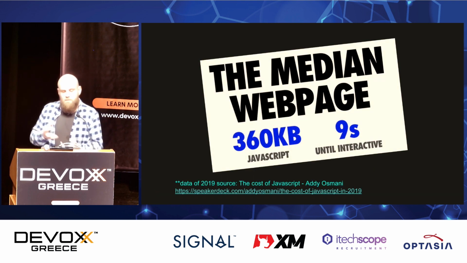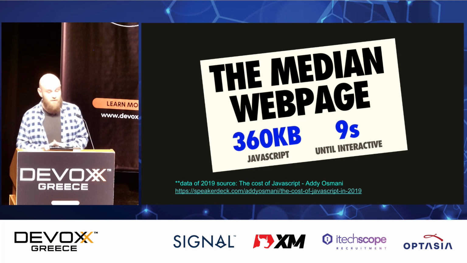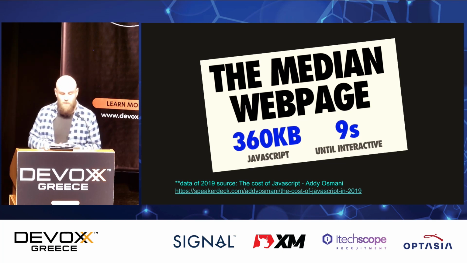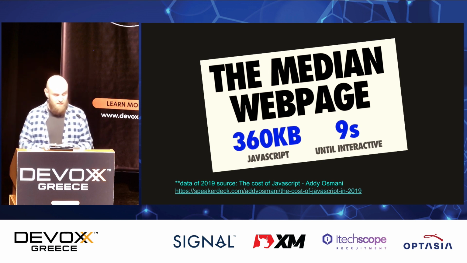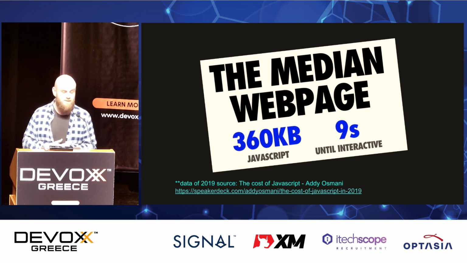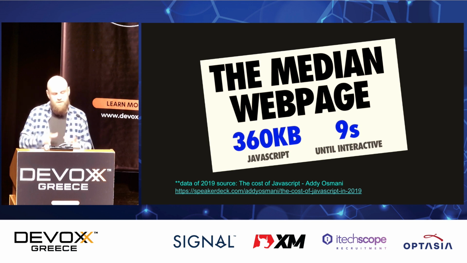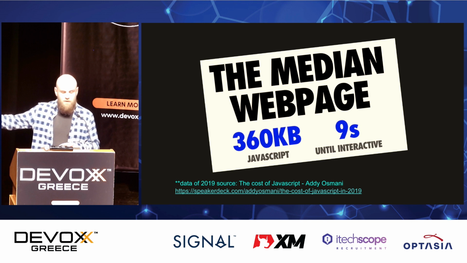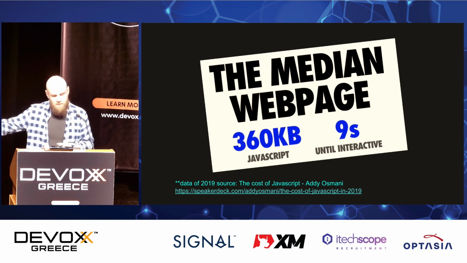Now that we have seen what our users' devices and connection looks like, let's see what we have been serving to them. In 2019, the median website used to serve 360 kilobytes of JavaScript. Over a 4G network, that translates to 9 seconds to interactive. 9 seconds, right? After the first couple of seconds, you're already losing customers. And the fully loaded site is somewhere around 20.